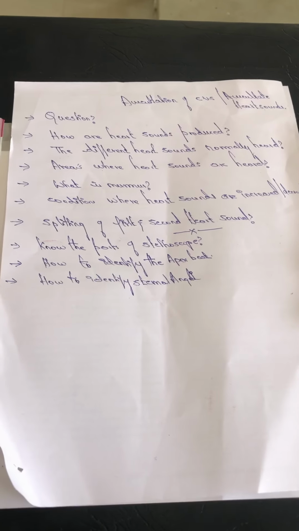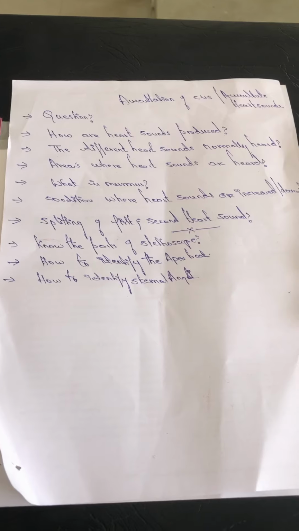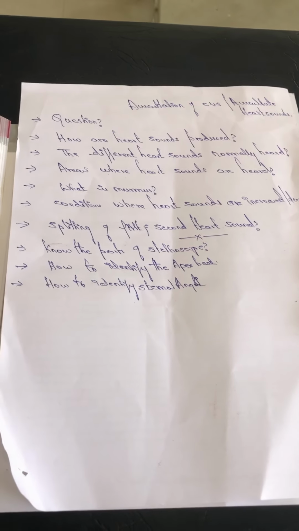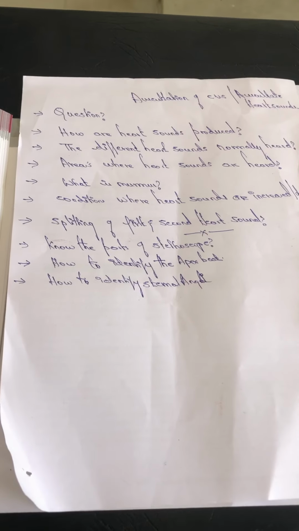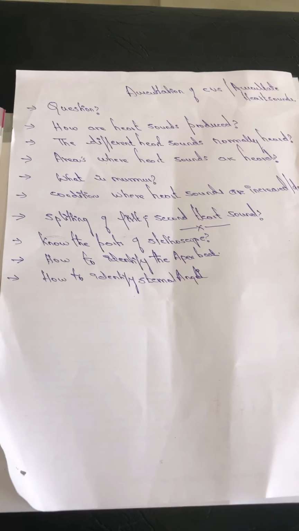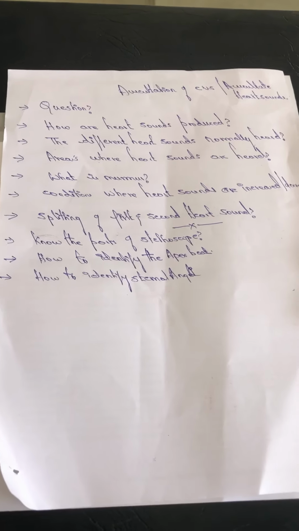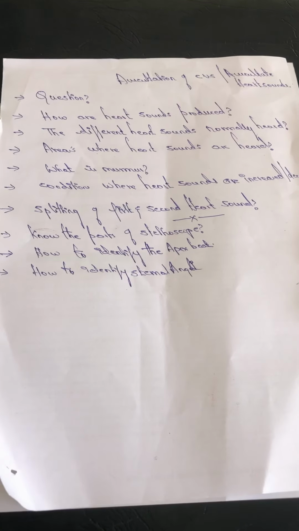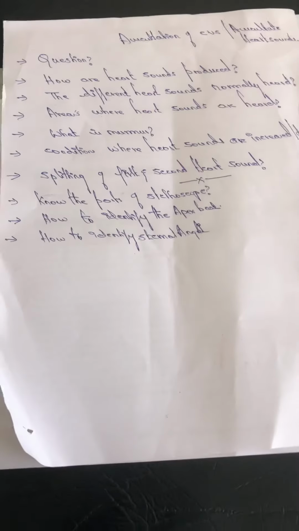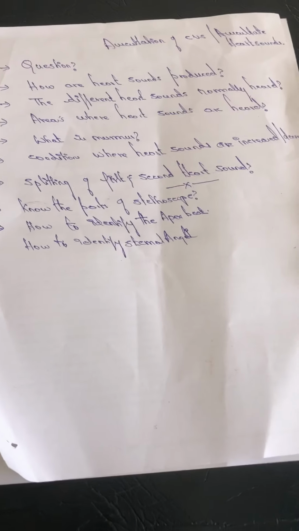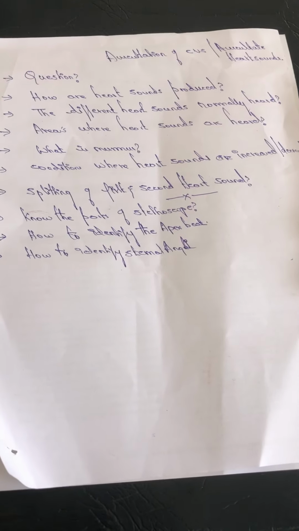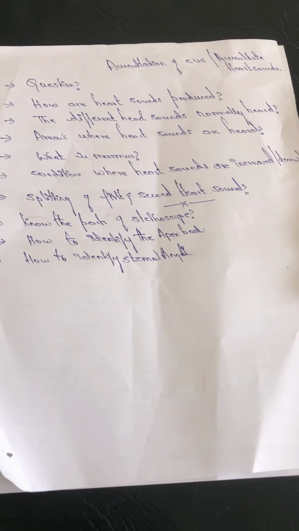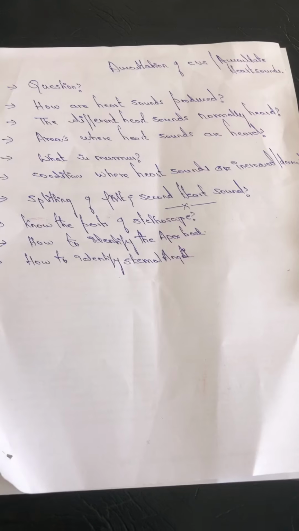In today's practical, we'll be seeing about the auscultation of the cardiovascular system or auscultation of the heart sounds. Suppose if you get a question regarding auscultation of the CVS, you have to know the following things. You have to know how the heart sounds are produced, what are the different areas where heart sounds are normally heard, and you should know what is murmur. The conditions where heart sounds are increased or decreased also should be known, and splitting of the first and second heart sound should be known.